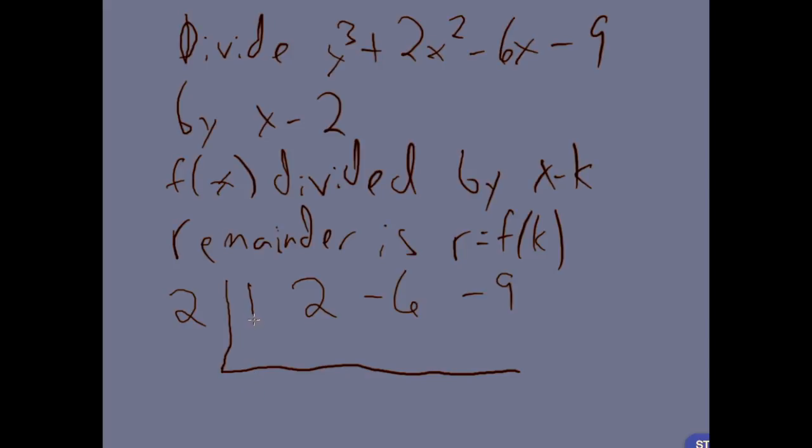Alright, so the first step is to bring down the 1. You just bring down that first number, right? Okay? And we'll multiply this 1 by 2, which is 2, right? And now we add these up. This is 4, and 4 times 2 is 8, and then we add these up, which is 2, and then 2 times 2 is 4. We add that up, negative 5. This last number gives us our remainder, okay?